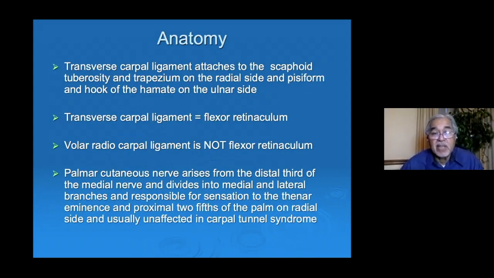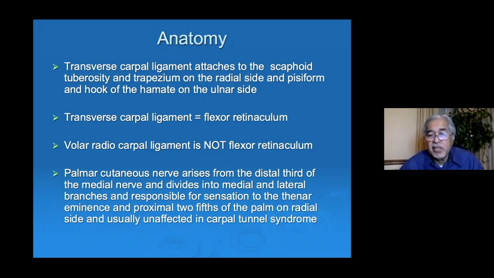Anatomy, by the way: the transverse carpal ligament attaches to the scaphoid tubercle and trapezium on the radial side, and the pisiform and hook of the hamate on the ulnar side. So sometimes a patient with a fractured hamate can present with the symptoms of carpal tunnel. X-ray, etc., usually clarifies that information. The transverse carpal ligament used to be called the flexor retinaculum; we don't call it that anymore. But remember, the volar radiocarpal ligament is not the flexor retinaculum. So the transverse carpal ligament is the culprit, not the volar radiocarpal ligament.